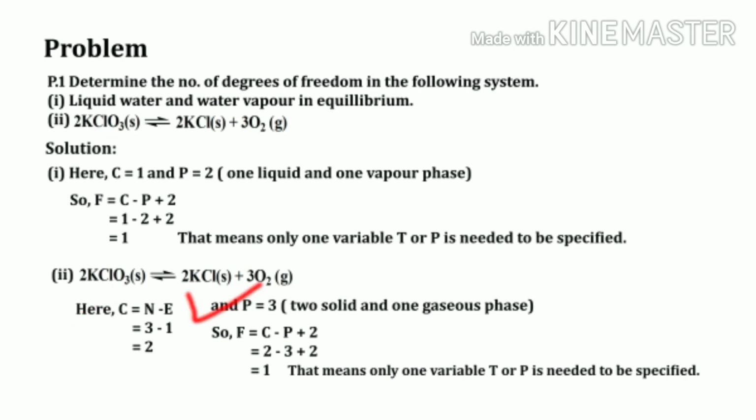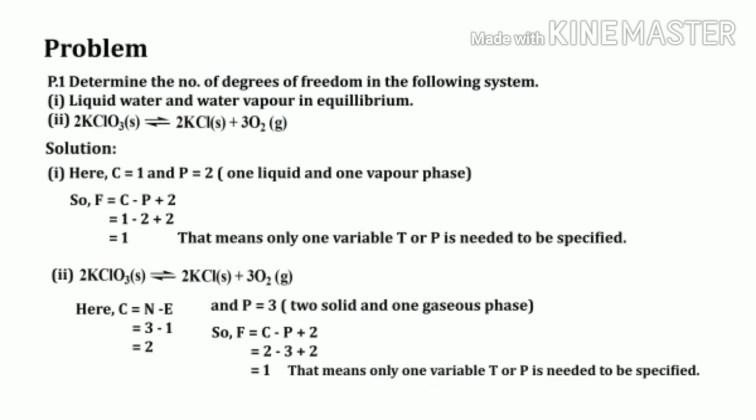Here the number of phases P is equal to 3: 2 solid phases, which are potassium chlorate KClO3 and potassium chloride, both in solid state, and 1 gaseous phase, which is the oxygen gas. So substituting the values of C and P in the phase rule equation, we get F is equal to C minus P plus 2, which is equal to 2 minus 3 plus 2. So this implies F is equal to 1. That means here also only one variable, temperature or pressure, needs to be specified to describe the system completely.